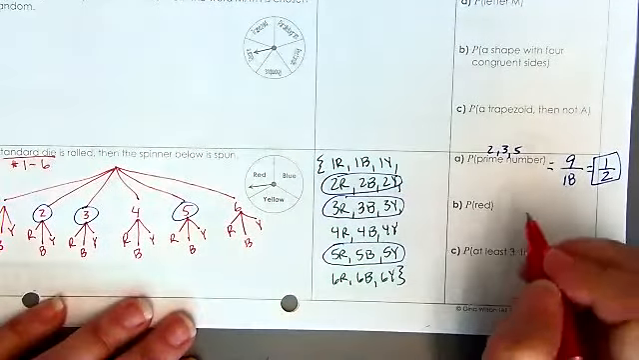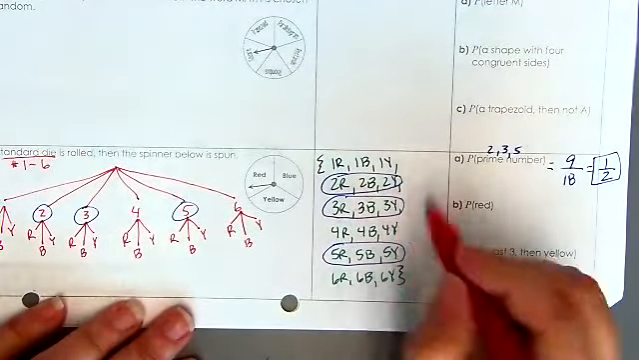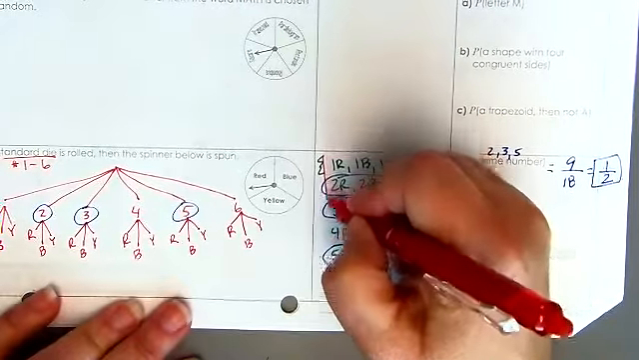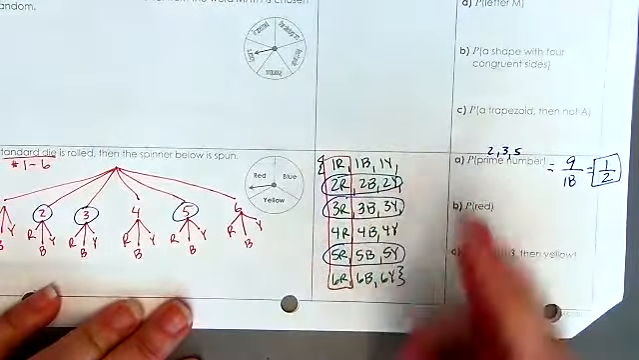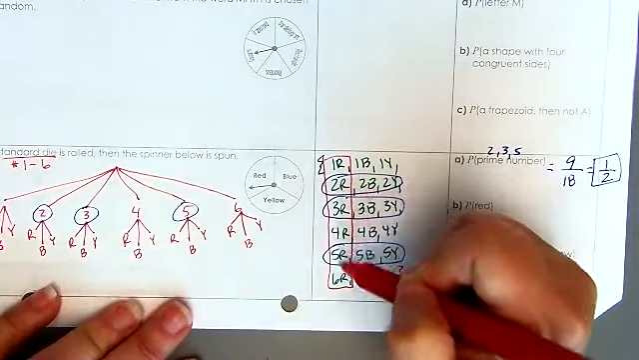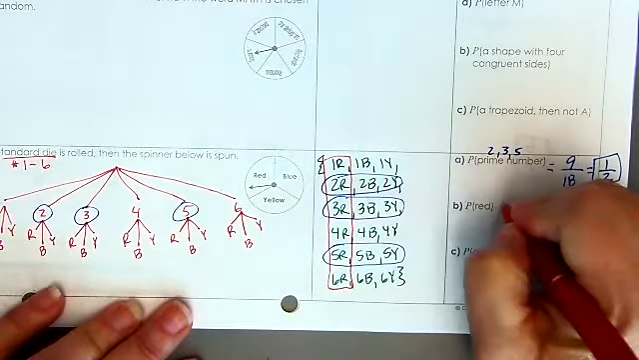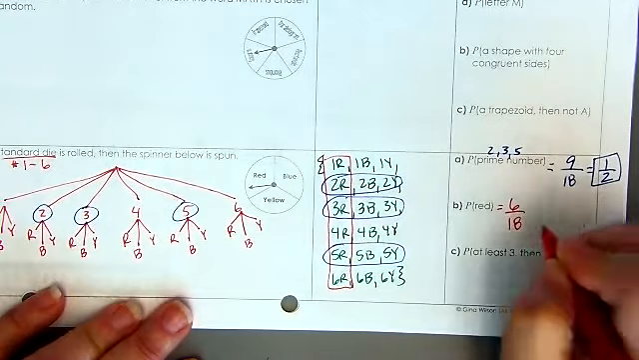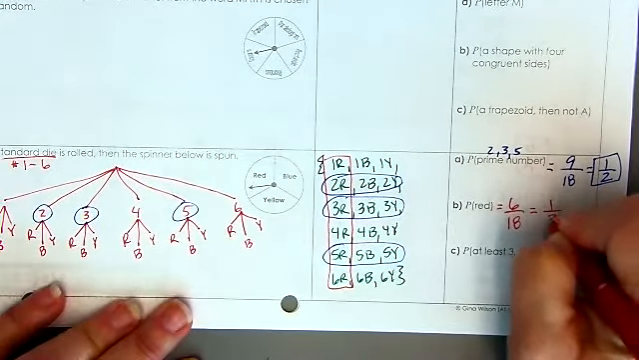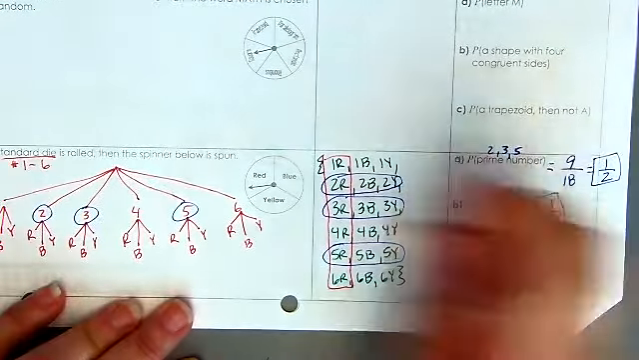Now we want the probability for red. Use the red pen for probability of red. I've got to go through and figure out all the reds. That's going to be this column here, because that's all of my red options. So that's 1, 2, 3, 4, 5, 6 reds, which is 6 out of 18. And remember, we have to simplify, which becomes 1/3.